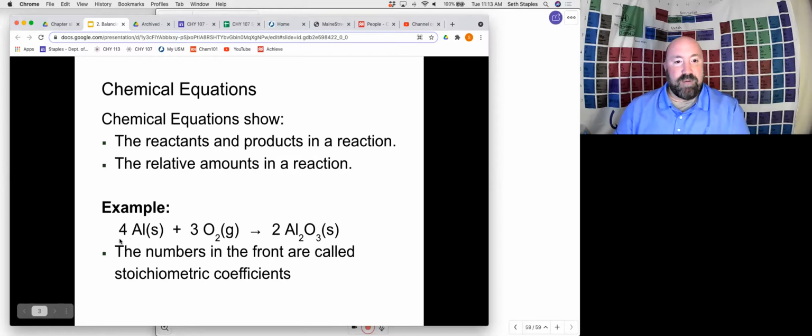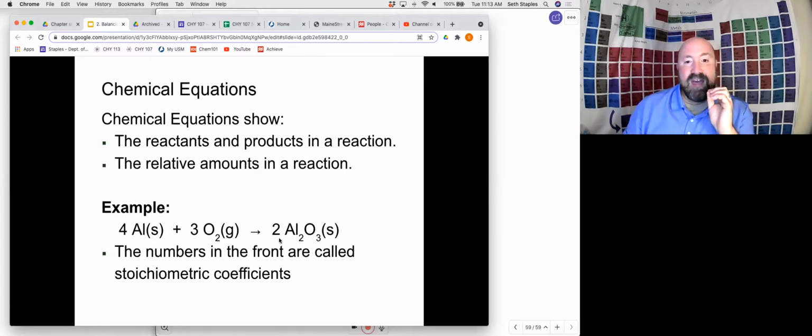In this example here, we have aluminum plus oxygen to form aluminum oxide. This tells us that we're going to need 4 aluminum atoms to come together with 3 O2 molecules, and that will form 2 aluminum oxide molecules. We're going to look at where some of these numbers come from in a little bit. These numbers in front are called our stoichiometric coefficients.